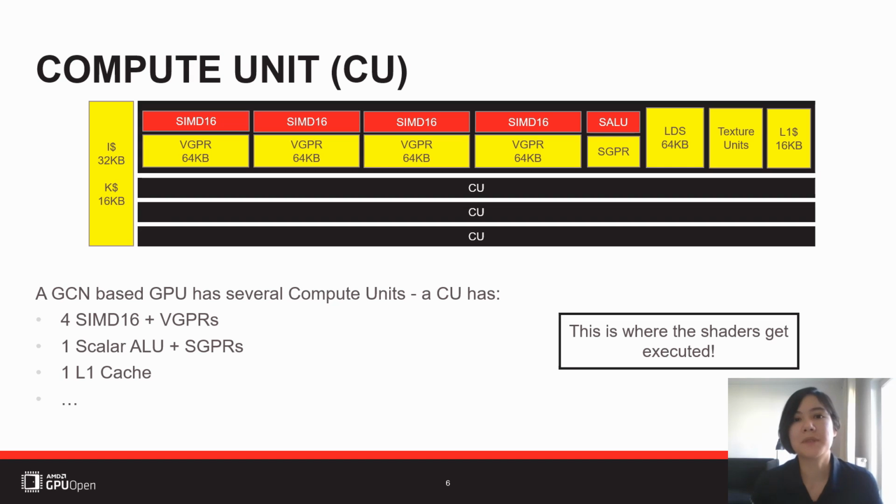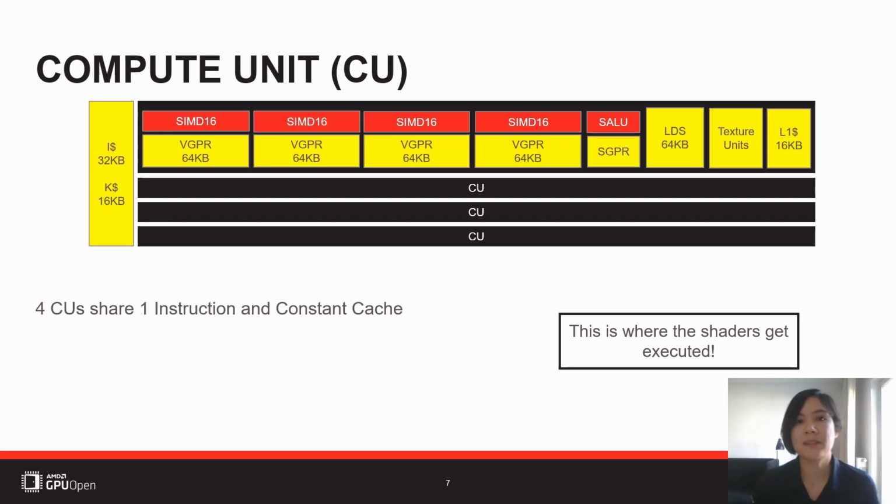First, let's start with the compute unit on the GCN architecture. The compute unit is the heart of the GCN architecture, I would say, because this is the place where your shaders actually get executed. If you write code for the GPU, sooner or later it will end up on a compute unit, because that's where the SIMD and scalar units are. A compute unit has in total 4 SIMD units, which are 16 wide. There's 1 scalar unit, and it also has some local data share, 1 level 0 cache, and so on. If you take 4 compute units, they share an instruction and a constant cache.